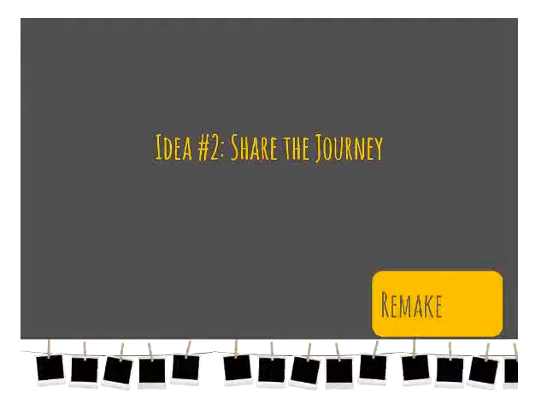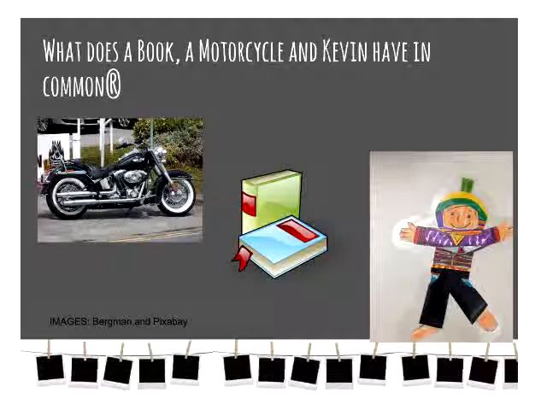All right, the last one that I'm going to share with you, and then I'm going to start wrapping up here because we're getting short on time, is sharing the journey. Now, I have a question for you. What is a book, a motorcycle, and this little flat Stanley guy named Kevin have in common?